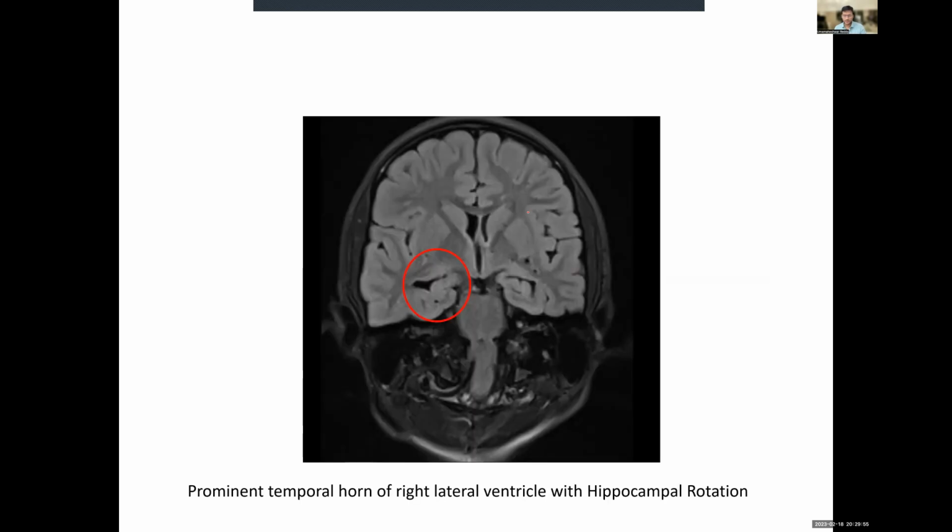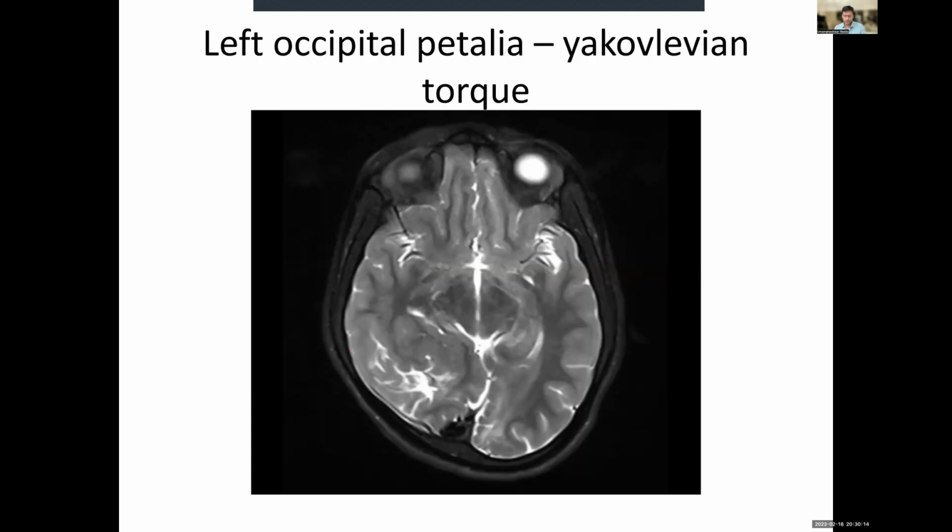The circled area which I am trying to show you is just a hippocampal malrotation. It is a controversial entity. It may not contribute to any seizures, but it is better to document it. And you are also seeing some amount of temporal horn dilatation. And here there are two findings. One is the torque phenomenon.